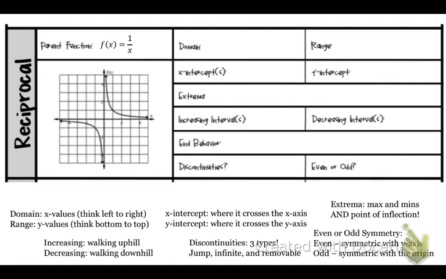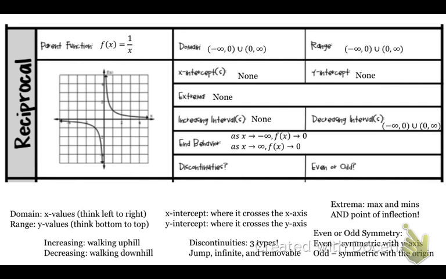This one, reciprocal, so that's 1 over x. The domain here is negative infinity to 0, and then 0 to infinity. Same with the range, because there's no points right here. Whoops, I drew that really bad. There's no points right here, and there's no points right there. The x-intercept, there's none. Y-intercept, there's none. Extrema, none. This is never increasing. It's decreasing from negative infinity to 0, and then 0 to infinity.